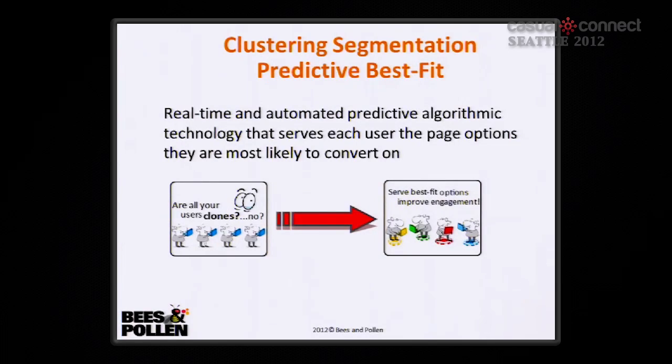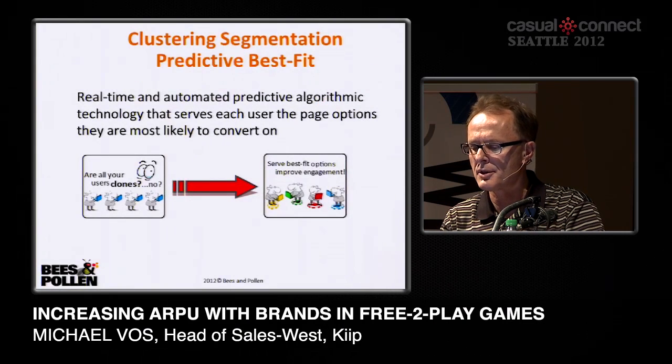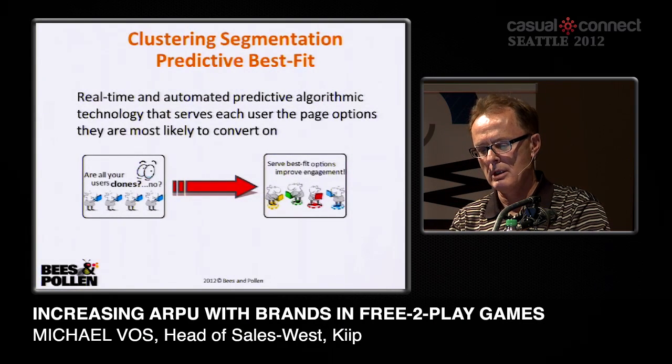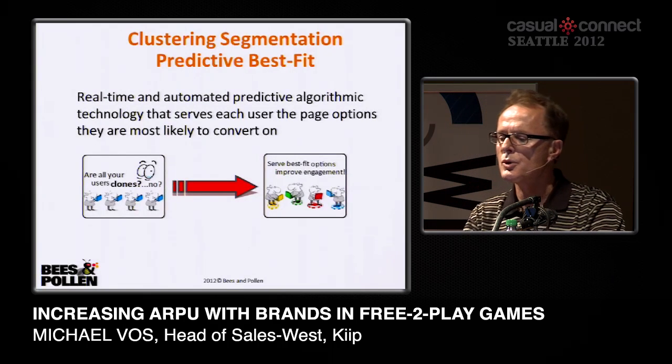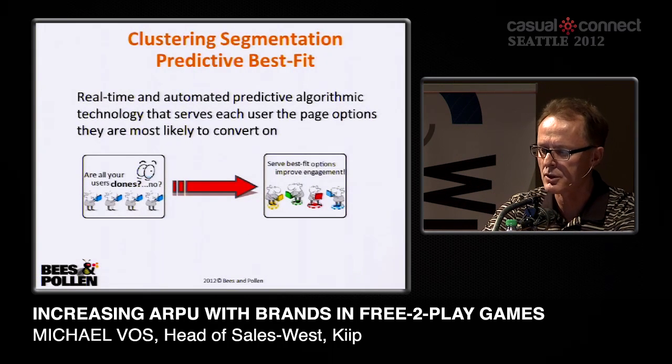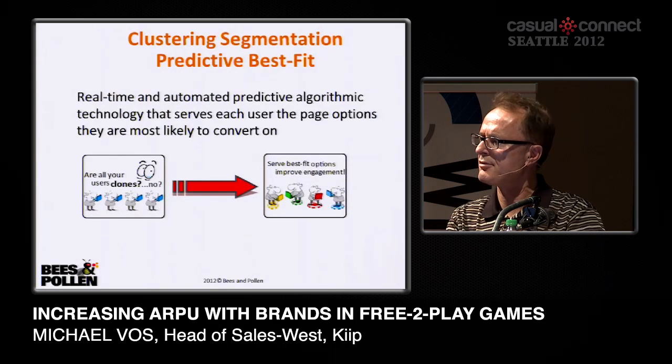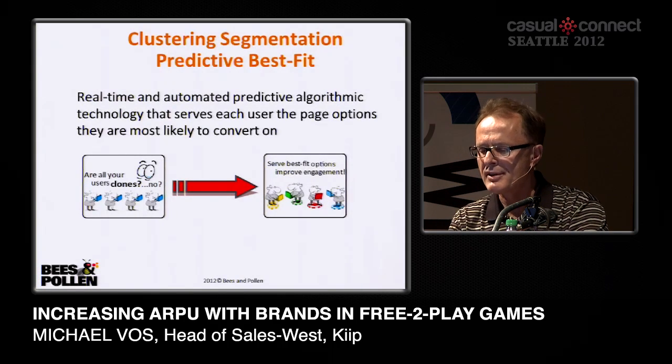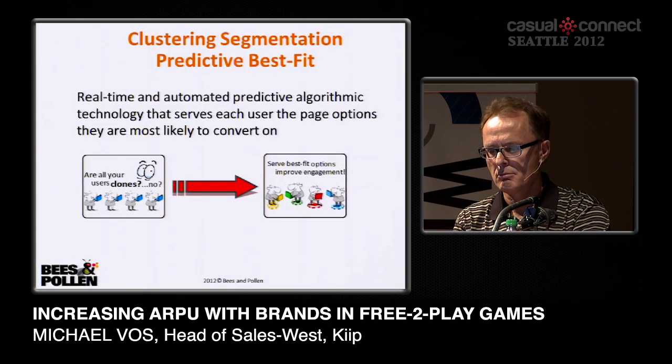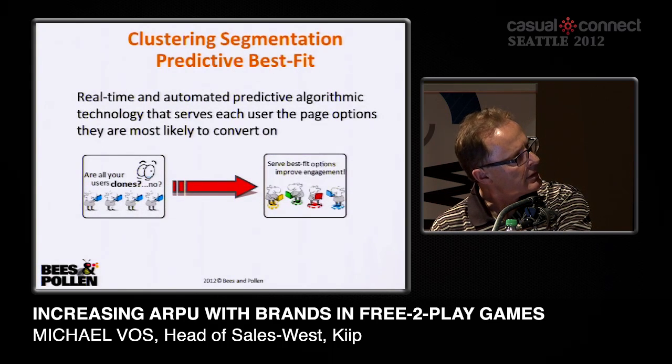But what if you could have the best of both worlds? What if you could have the highest lift possible without the huge pain that comes with it? This is where I'd like to introduce you to a variant of clustering segmentation called dynamic best fit or predictive best fit, which is an advanced implementation. The images I'm showing you there are meant to answer the question: your users are not clones, they're not the same. You need to serve each of them a different option, if you only knew how.